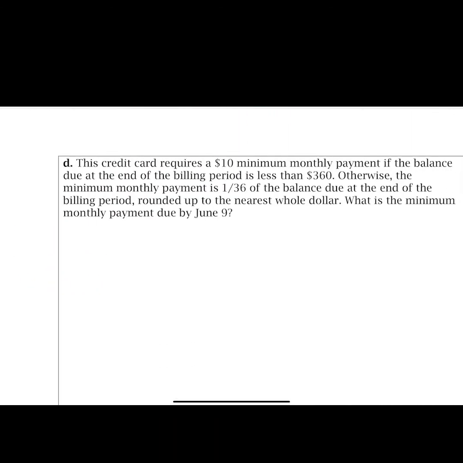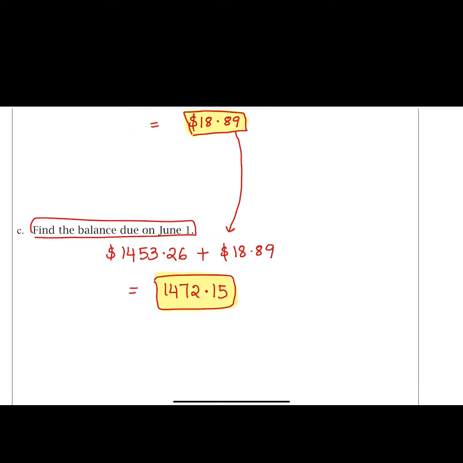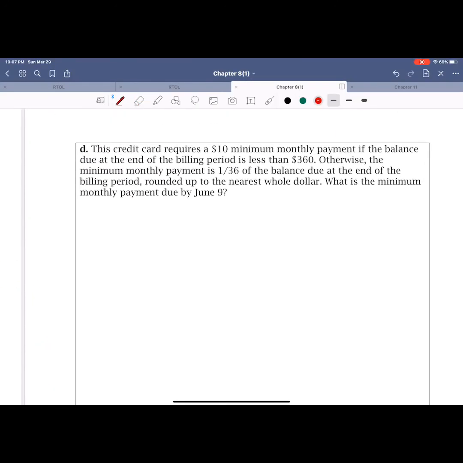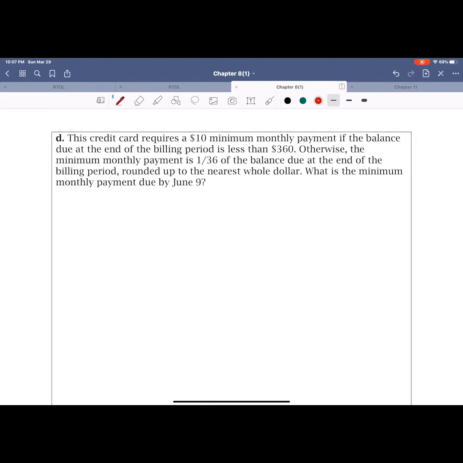Now let's go ahead and see. So for this amount, 1472, if you pay the entire $1,472.15, then absolutely for the month after you will not have any interest. But if you can afford to pay 1472, how do they calculate the minimum payment? So let's go ahead and see that. So now let's look at what the minimum payment has to be. The minimum payment required here is $10 minimum monthly payment if the balance due at the end of the billing period is less than $360. Otherwise, you pay 1/36 of it.